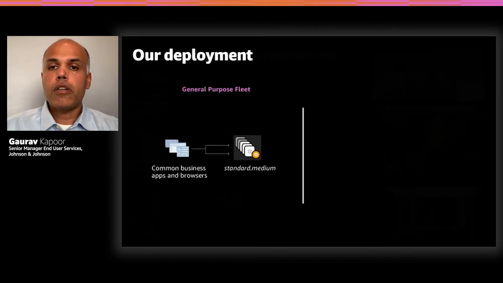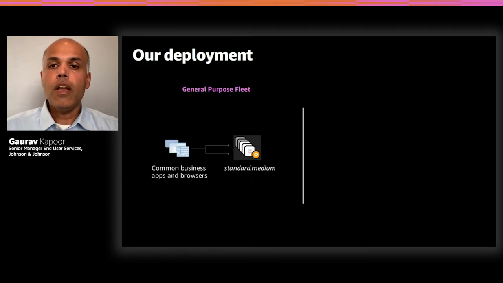A few details of our deployment. We have a general purpose fleet. It's available to all users, includes common business apps and browsers. It runs on the standard medium instance type and is always on. This is mainly used to support the migration of general business apps and internal web apps from our legacy Citrix environment. This fleet is shared service IT managed.